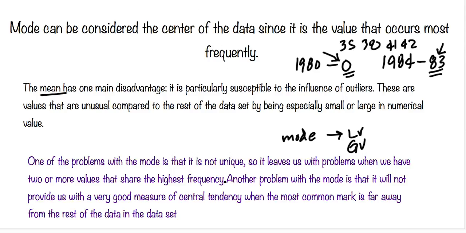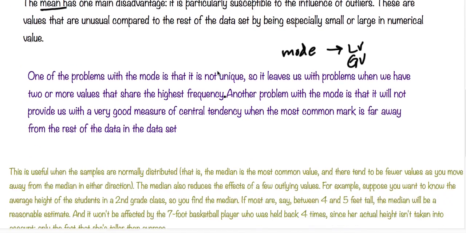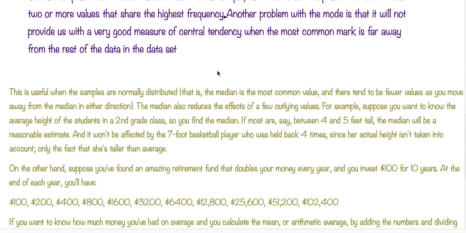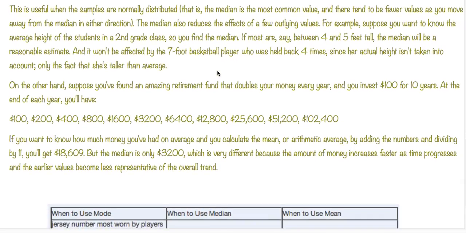Lastly, median. When is median misleading? Let's find out. A little bit of a long example. This is more than you need to know, but good information nonetheless. Okay. So when you talk about median, this is useful when the samples are normally distributed. What does that mean, normally distributed? That is when the median is the most common value and there tend to be fewer values as you move away from the median in either direction.